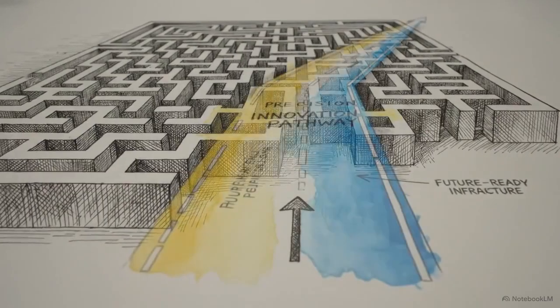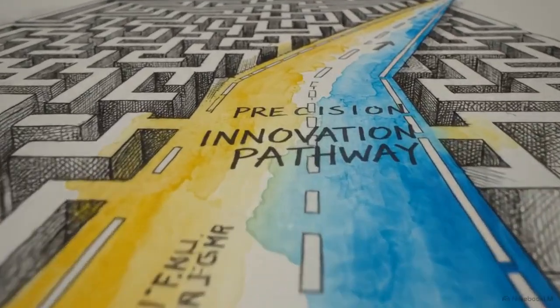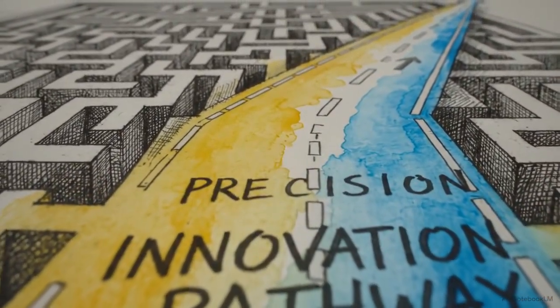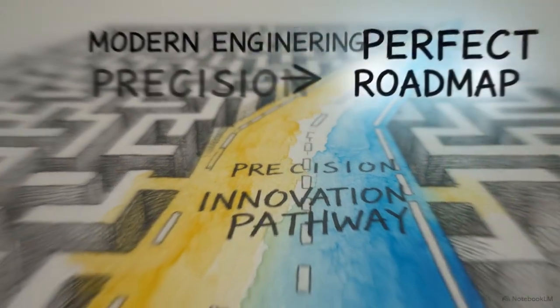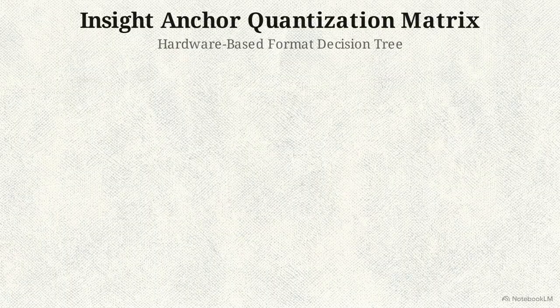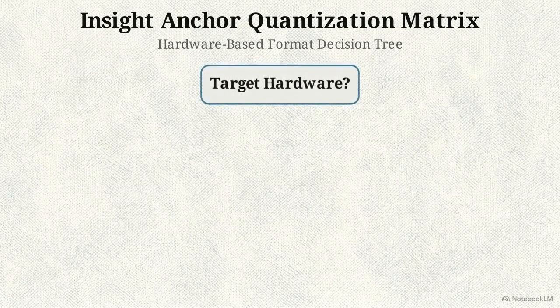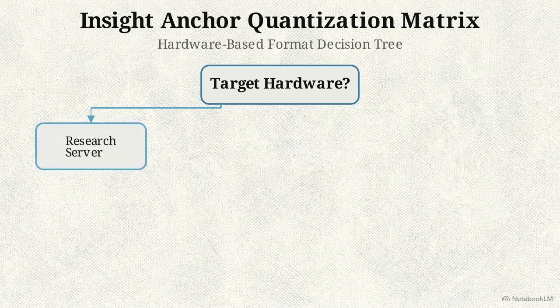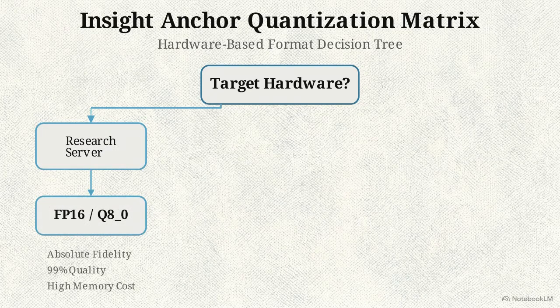Let's turn this complex mathematical theory into a practical roadmap so you know exactly which file you need to download. This flowchart is the Insight Anchor quantization matrix. It routes you to the correct format based entirely on your specific hardware. If you are an AI researcher demanding absolute fidelity for benchmarking, accept the hardware cost and select FP16 or Q8.0.